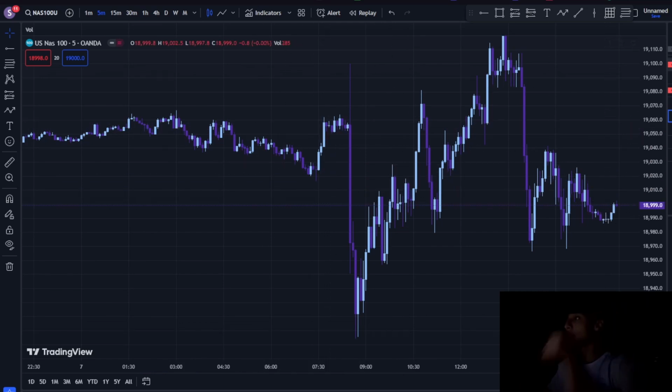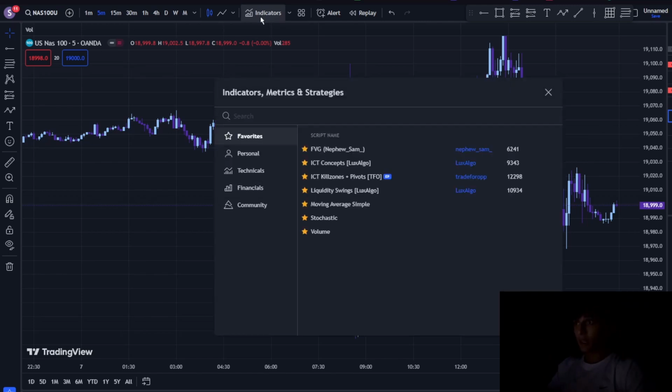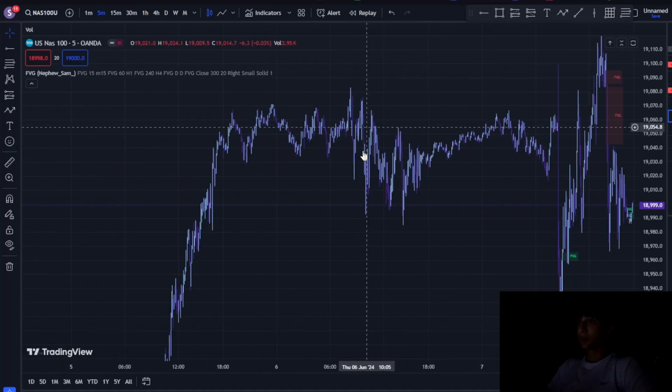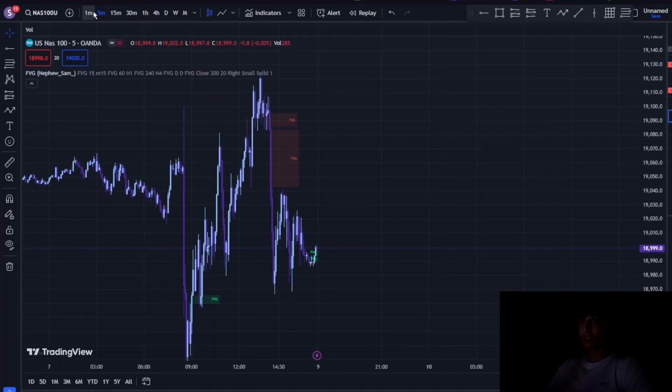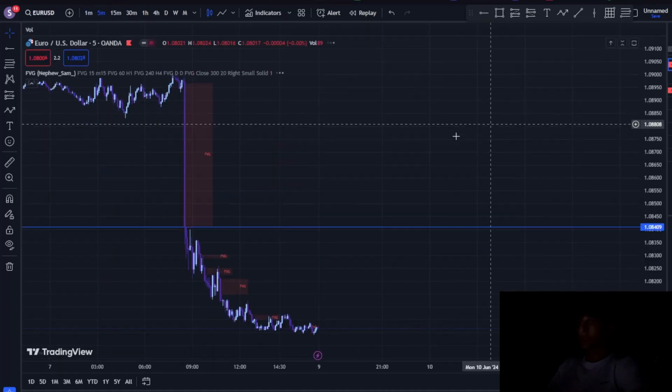Oh, I forgot to give you guys the indicator. If you want to get the fair value gap indicator, because it's kind of hard to spot unless you're trained, then to help you train, click this indicators button and do FVGs by Nephew Sam. That's the one I like the most, because it just plops onto your chart the ones you actually need. And here, let's go back to your USD.